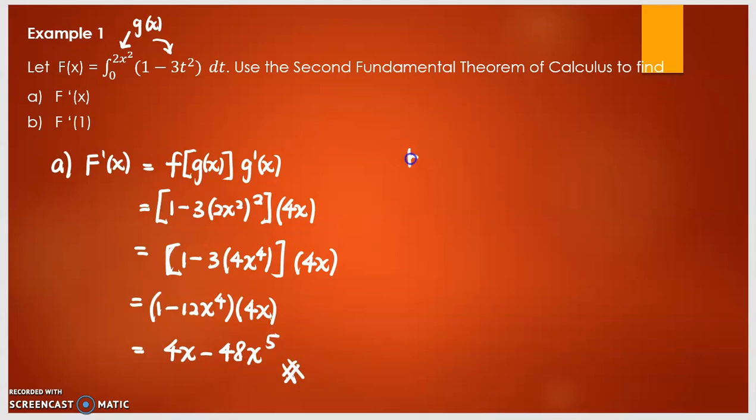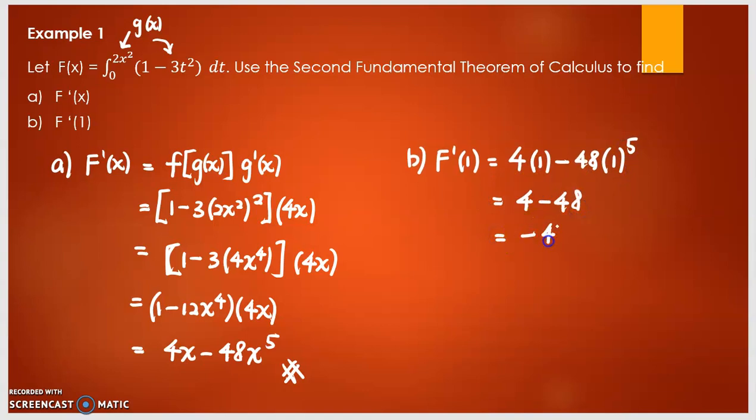Then B, find F'(1). That means we need to substitute the value of 1 into the function F'(x). So here we have 4 times 1 minus 48 times 1 to the power of 5. So here is 4 minus 48. From here we should get negative 44. So here is the answer for B.